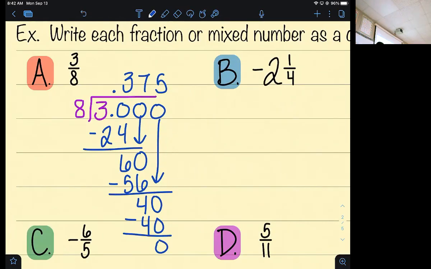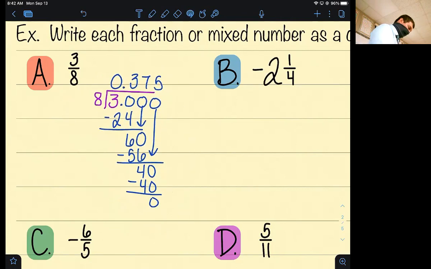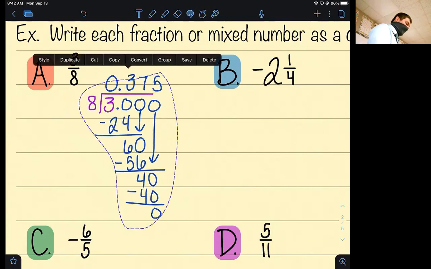No. So there should be nothing in front of the decimal, unless you write the number that means nothing. 0. You could put a 0 here, and you could say 0.375. That's fine. If you want to leave it at just 0.375, that's also fine. I'm okay either way. I'm going to shrink this out of the way. Move on to the next example.